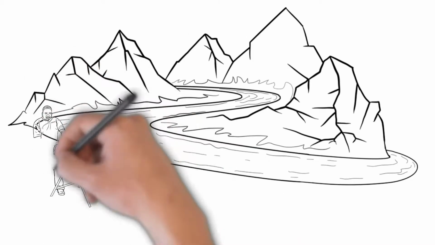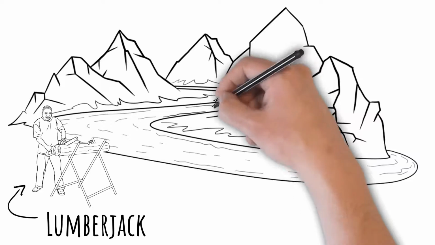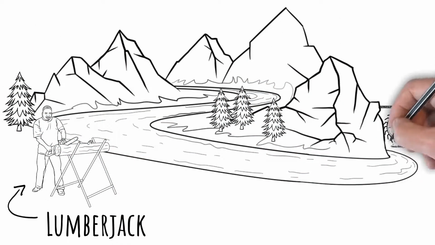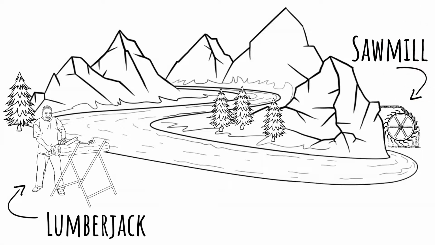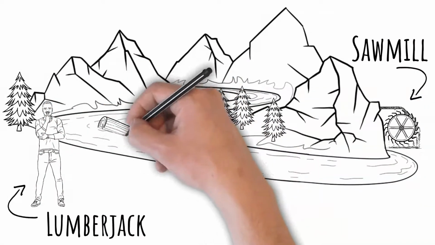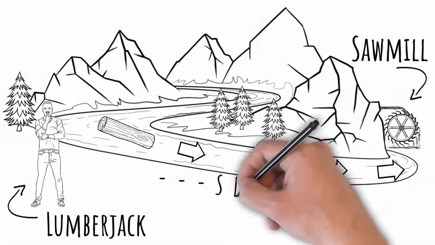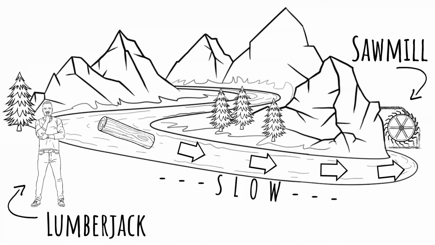Let's think about a lumberjack. He cuts down trees and takes them to the river so they can float to the sawmill where it will be cut into lumber. He could cut down one tree, place it in the river, let it float to the sawmill, wait for it to be cut into lumber, and then cut down another tree. But this would be a very slow process, and there would not be much flow happening.